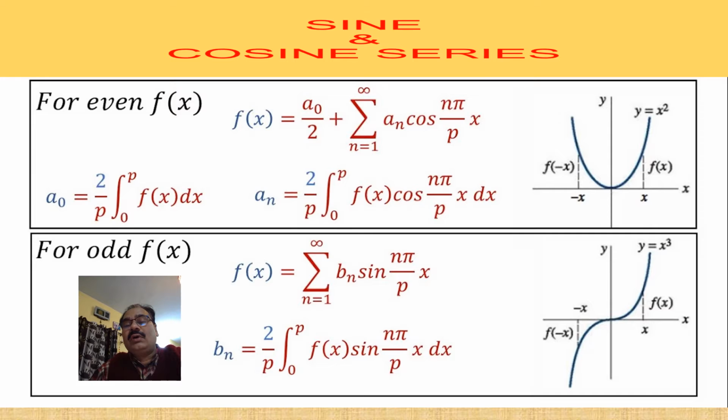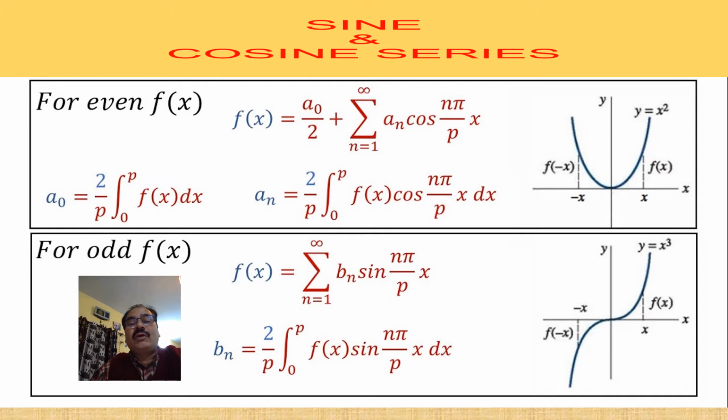So you can look at the graph of an even function. This is very clear here. If y is equal to x square, that is an even function. Then what is f of x and f of minus x? You can see here very clearly. And when the function is even, a naught may be defined as 2 over p, integral 0 to p f(x) dx, and a n may be defined as 2 over p, integral 0 to p f(x) cosine of n pi by p x dx.